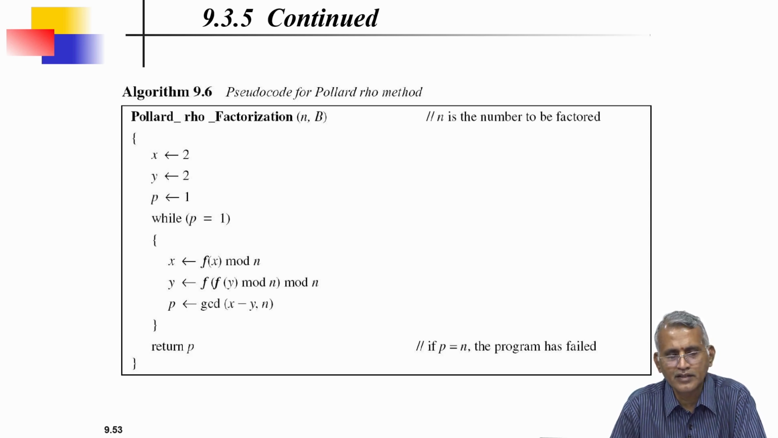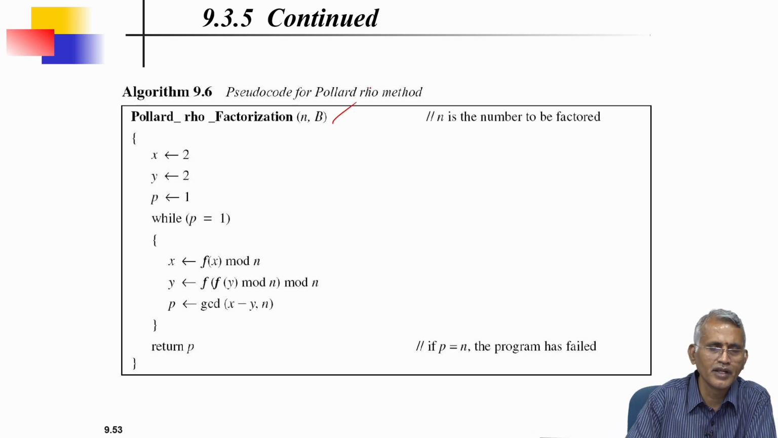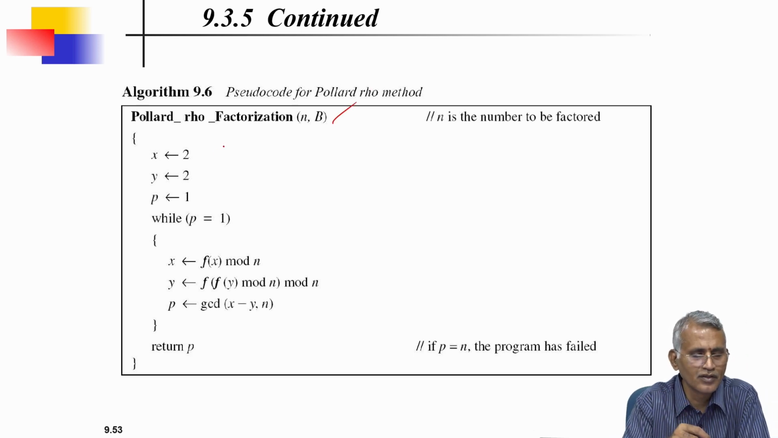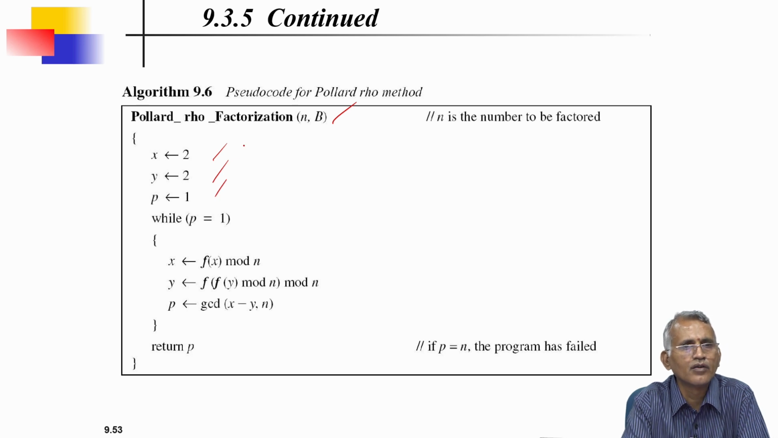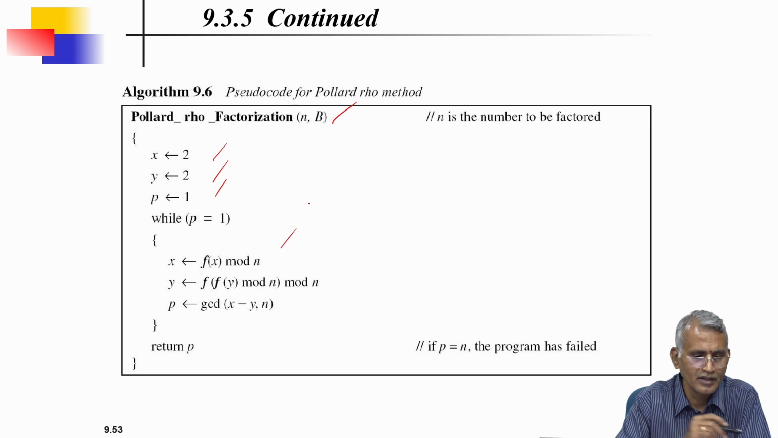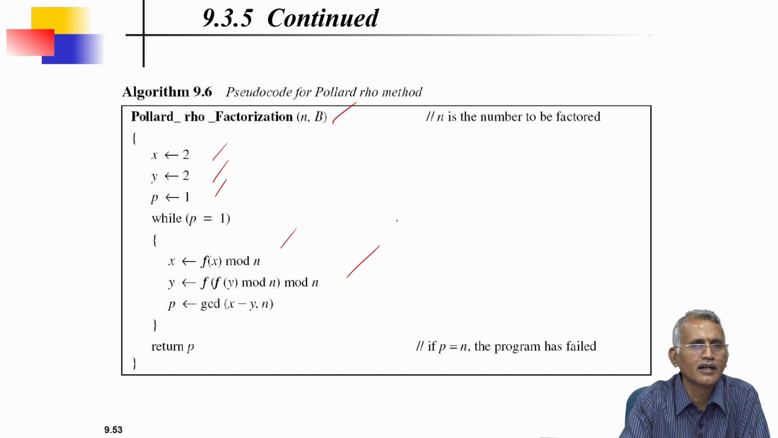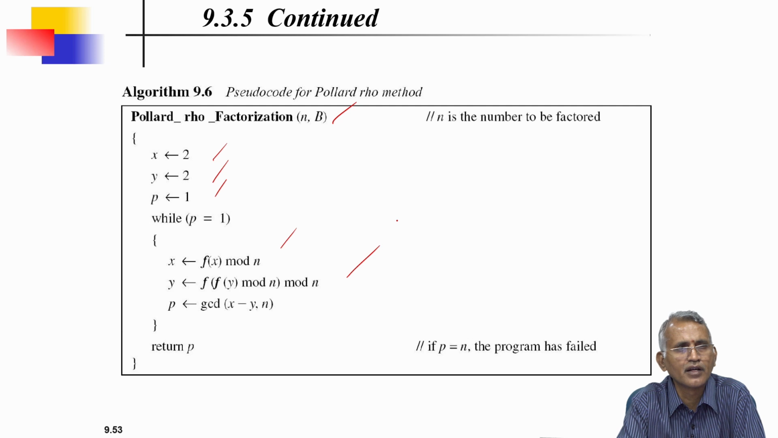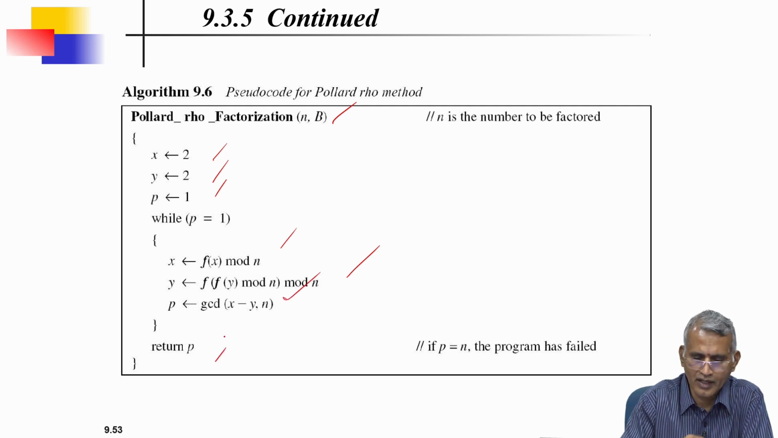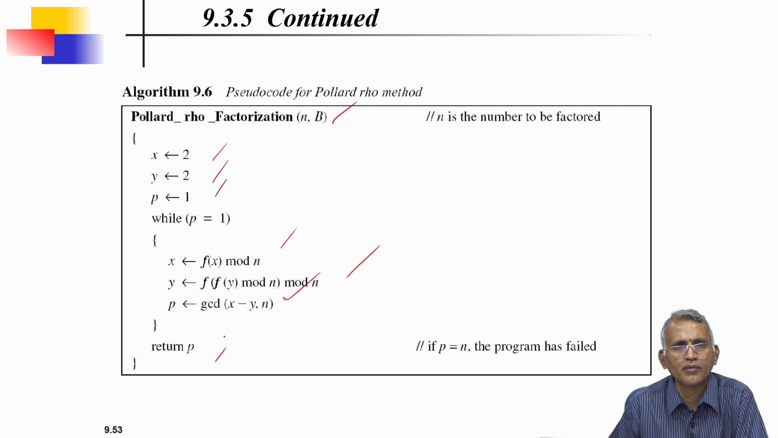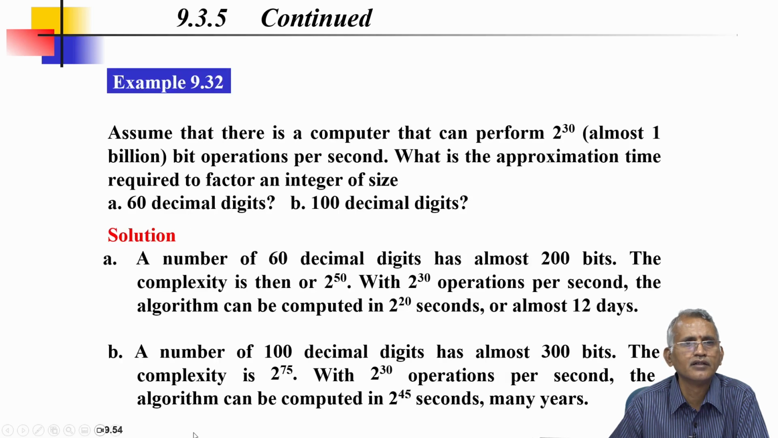Pollard rho factorization, n comma b design, when x is equal to 2, y equal to 2 and p equal to 1. When p equal to 1, then check the modulo n of f of x and f of y under modulo n, and then the greatest common divisor of x minus y comma n is p. You have to do that and return p, so that if p equal to n, the program has failed.